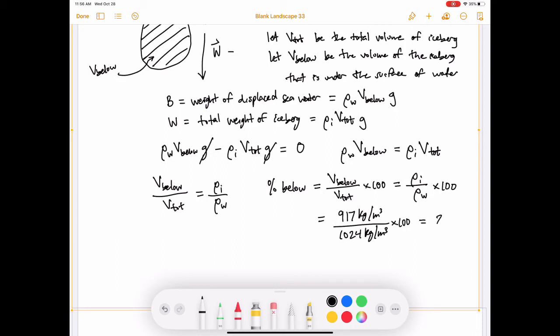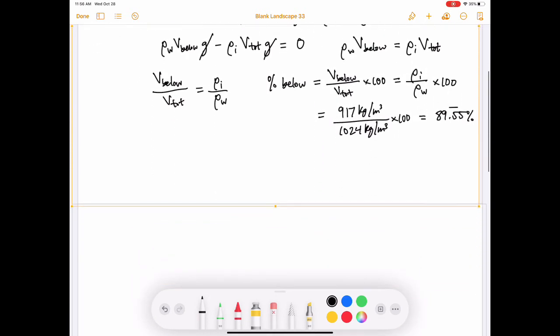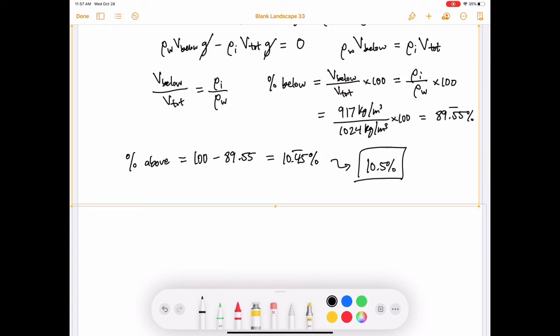This gives us 89.55%, and we'll keep 3 sig figs. So that's the percentage of the iceberg's volume that's below the surface of the water. We want the percentage that's above, so that would just be 100 minus what we found, minus 89.55, which is 10.45, keeping the right number of sig figs. That's about 10.5%, okay? So when you see an iceberg, you're only seeing about 10% of the total. The rest of it is below the surface of the water.